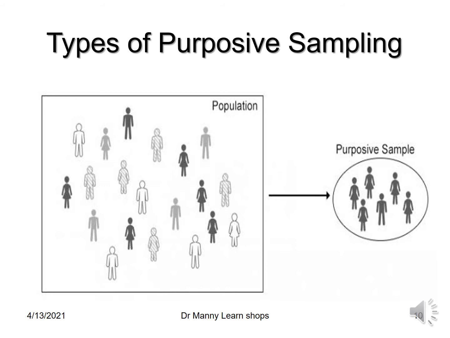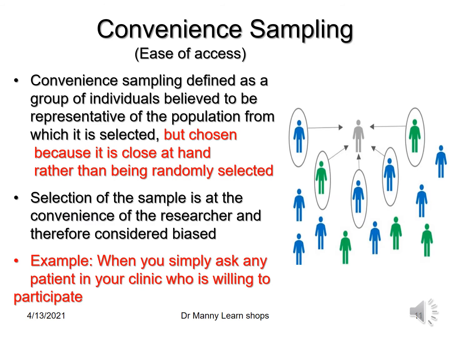Types of purposive sampling can include the following, and this is not exhaustive, this is just some. As master's students, it's up to you to do further investigation, further research, further data collection to supplement your knowledge base. So the first one is convenience sampling. And convenience sampling, from my perspective, is just ease of access.